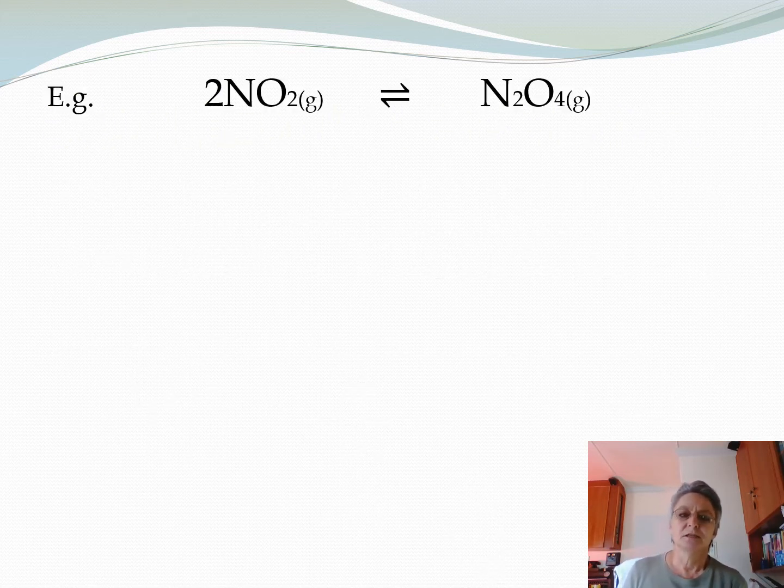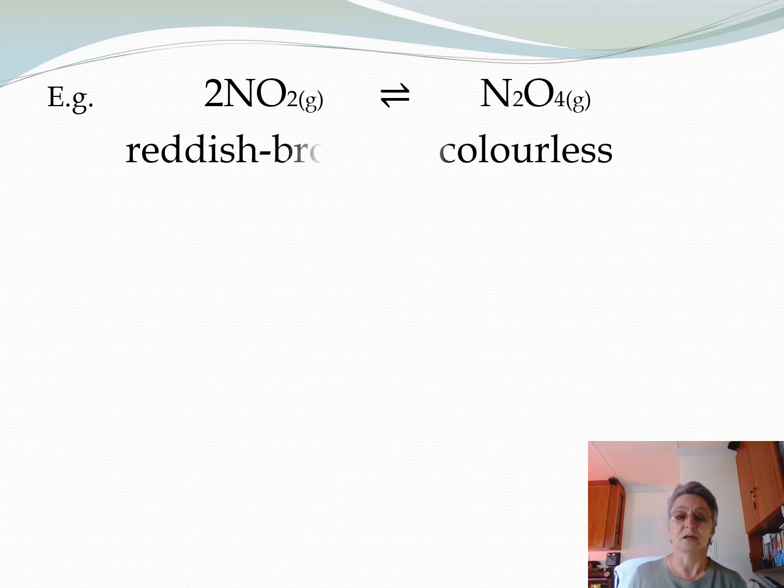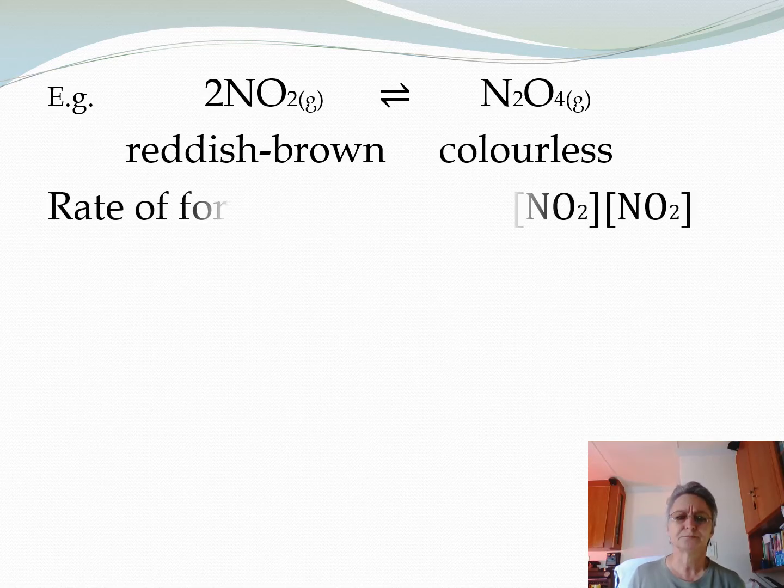So let's look at an example. We've got nitrogen dioxide in equilibrium with dinitrogen tetraoxide. 2 moles of nitrogen dioxide forms 1 mole of dinitrogen tetraoxide. We know by now that nitrogen dioxide is a reddish brown gas, whereas dinitrogen tetraoxide is colorless.